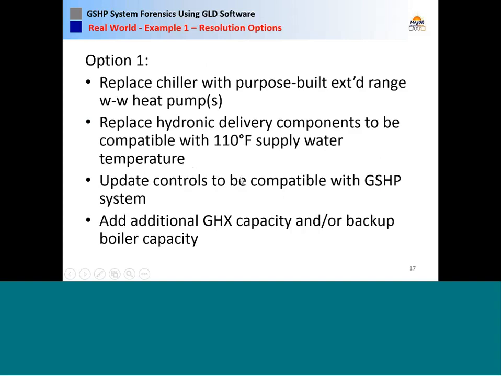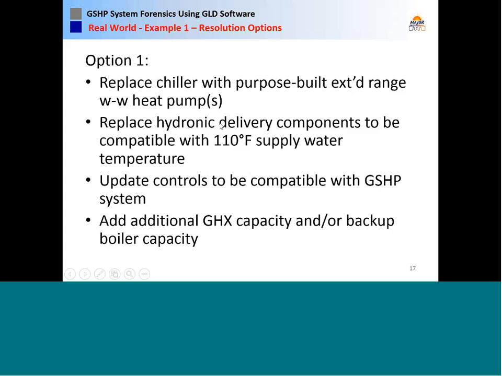So what were the resolutions? Well, we came up with several options. First one was replace the chiller with purpose-built extended range water-to-water heat pumps for a new central heat pump plant. Replace the delivery system with baseboard and fan coils and whatnot that would take a lower supply water temperature of, say, down to 110 degrees. Upgrade the controls and add additional ground loop capacity or a backup boiler.